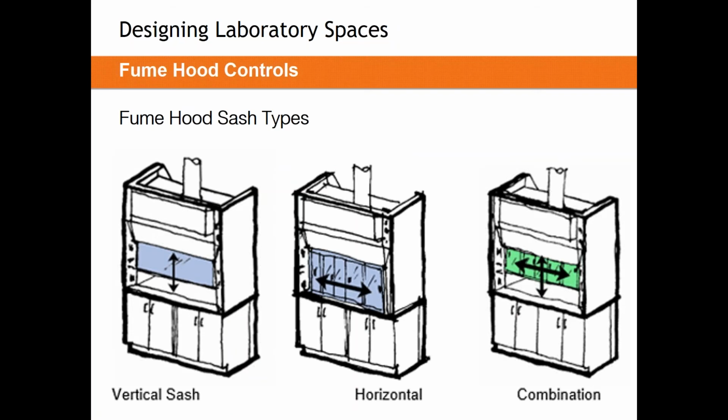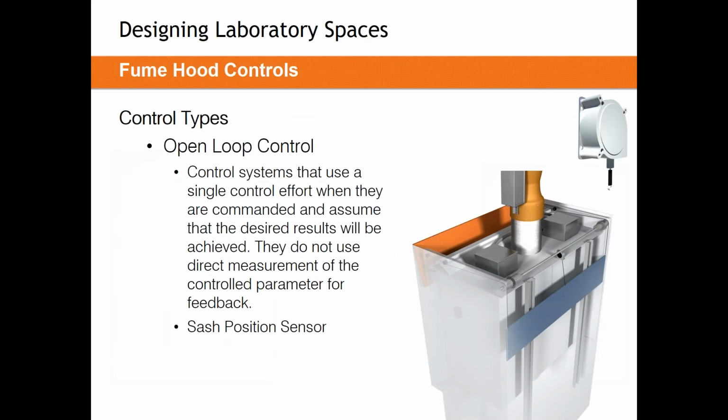Now let's start to talk about the control of these fume hoods. Again, we mentioned vertical sash, horizontal, and combination, and each of these will benefit from a different type of control strategy. The most common, as I mentioned, in my experience, is the vertical sash hood. Vertical sash hoods benefit from an open loop strategy.